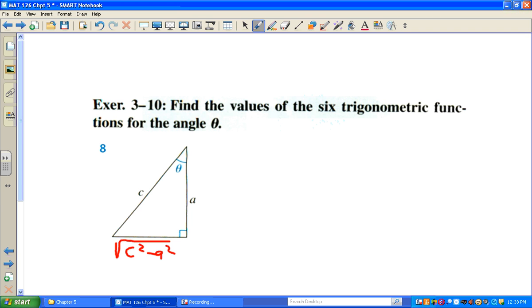So for the first one, I'll just do the sine of theta. Since this is on the coordinate axis, you have to know that the sine is the opposite over the hypotenuse. So you take the opposite side over the hypotenuse. That gives you your ratio. A ratio is a real number. All right? So you'd have the square root of c squared minus a squared.